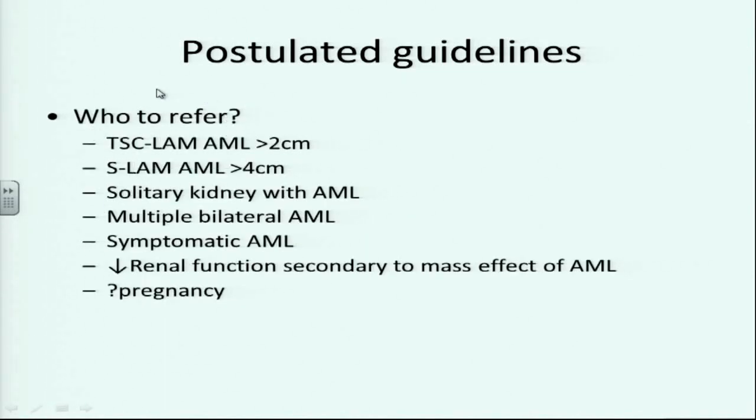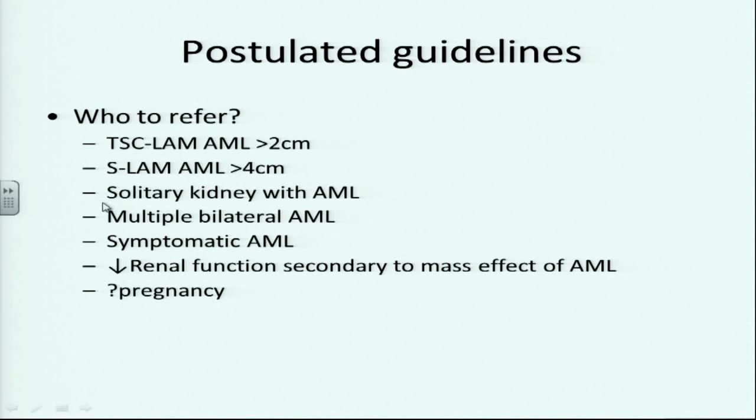So who would we like to see in Birmingham? Those ladies with TSC, LAM, who've got AMLs of more than 2 centimetres, because we know they're at a higher risk of rupture. Sporadic LAM AMLs more than 4 centimetres. Having said that, there are certain caveats.